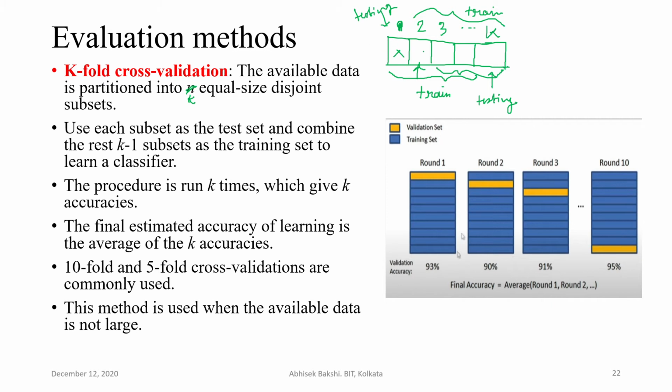That's why it is given that use each subset as a test set and combine the remaining k minus 1 subsets into the training set to learn a classifier. The procedure is run k times, which gives k accuracies. The final estimated accuracy is the average of the k accuracies. So typically this is what the diagram should be. Maybe my diagram is not clear over here, but a clear diagram I have given over here. From this diagram I think you can understand what cross validation means. Typically we consider either 5-fold cross validation or 10-fold cross validation.